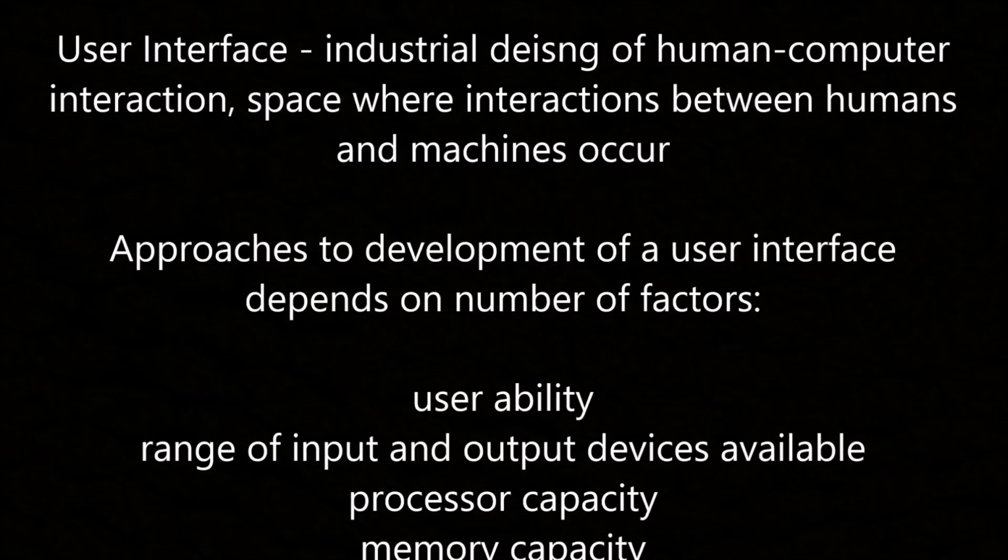The user interface is an industrial design of human-computer interaction and the spaces where interaction between humans and machines occur. Approaches to development of user interface depend on a number of factors, including user ability, the range of input and output devices available, the processor capacity, and the memory capacity.